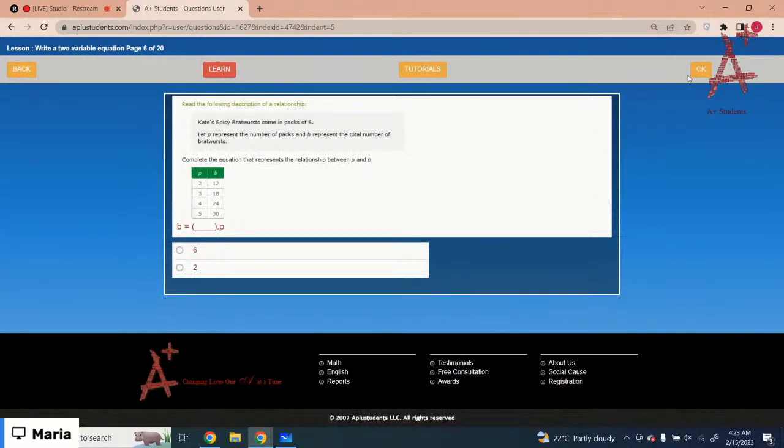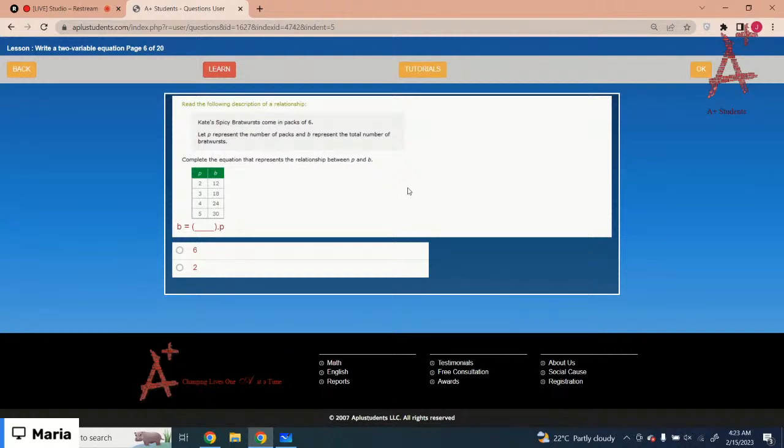Okay, the next one is Kate's spicy bratwursts come in packs of 6. Let P represent the number of packs and B represent the total number of bratwursts. Complete the equation that represents the relationship between P and B. 2 plus what number is 12? 2 times what number is 12? 3 times what number is 18?